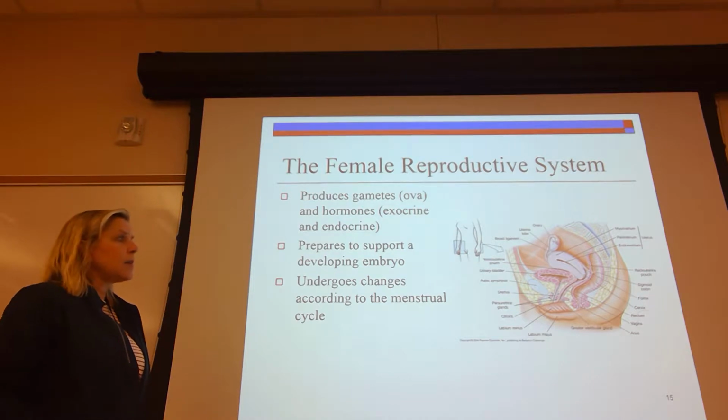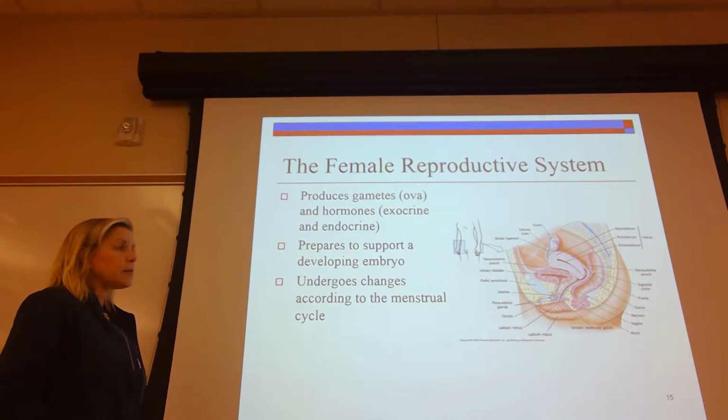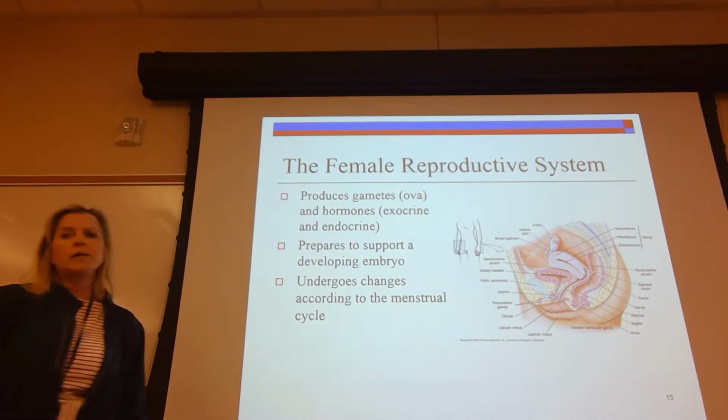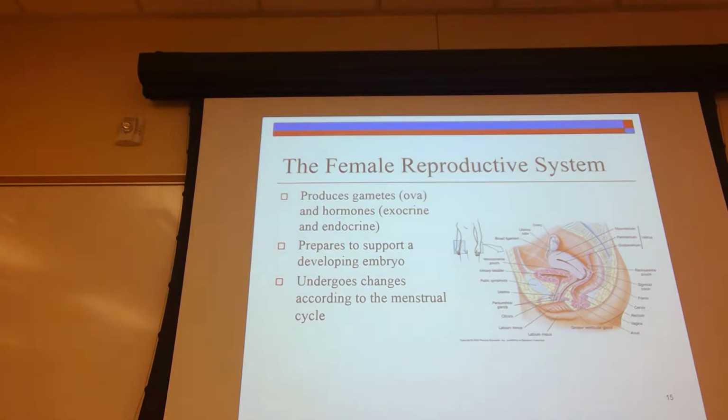The purpose of the uterus is merely to provide support for the developing embryo/fetus. And that uterus also is going to undergo changes according to the menstrual cycle. So we're going to learn about two cycles today, the ovarian cycle and the uterine cycle. And then for you, on your last exam, you should be ready to talk about both and how they overlap.